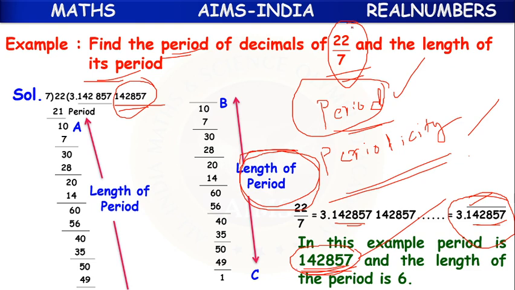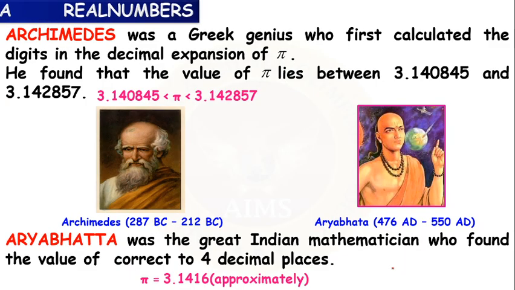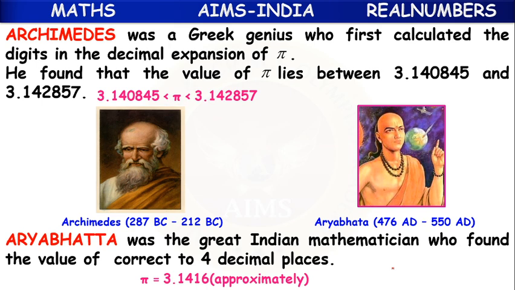For the given rational number 22 by 7, what is the length of the period? 1, 2, 3, 4, 5, 6. So the periodicity is 6. The periodicity is 6. Okay, children. So we have two terms. One is period, another one is periodicity.